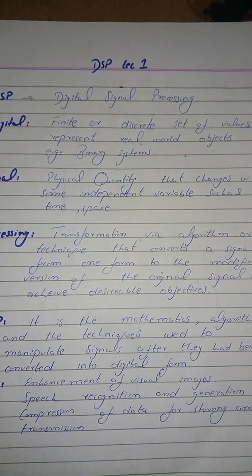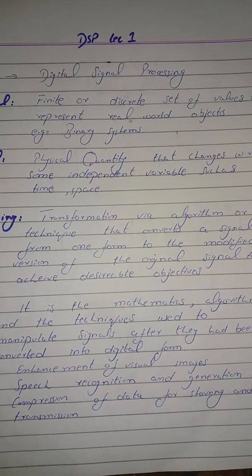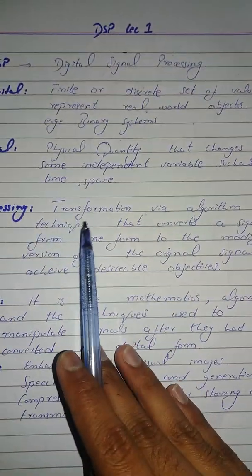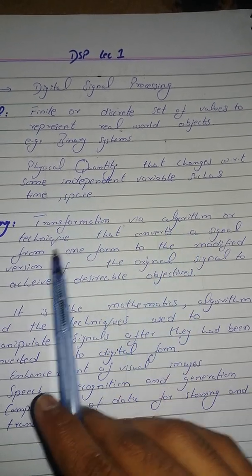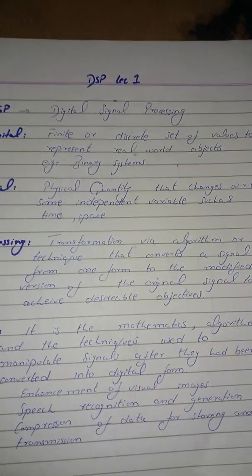So a signal is basically anything that gives you information. Then we have processing. What is processing? Transformation via an algorithm or technique that converts a signal from one form to a modified version of the original signal to achieve a desirable objective.